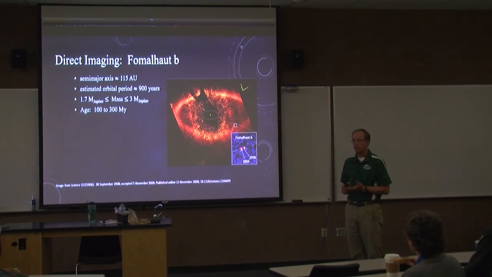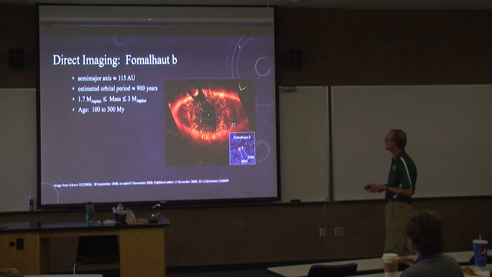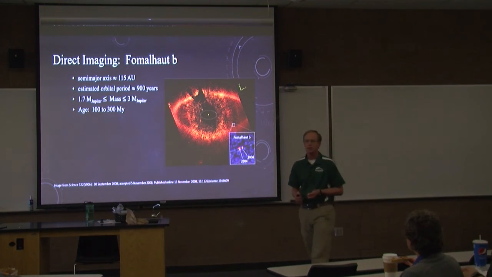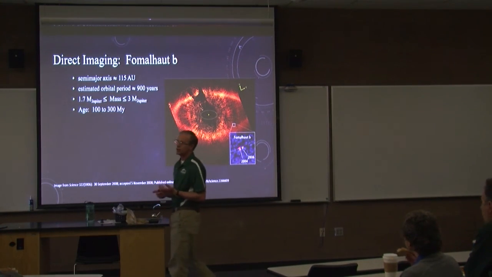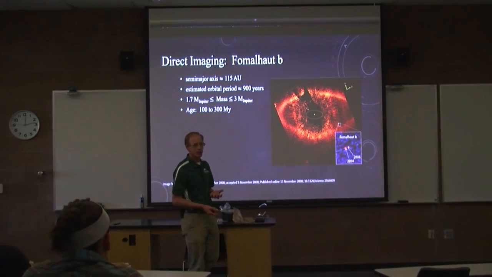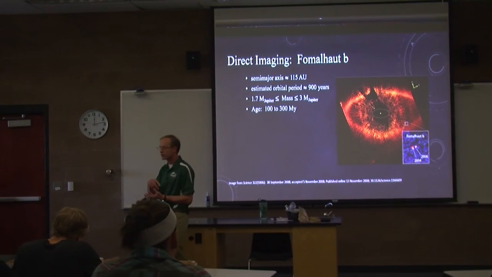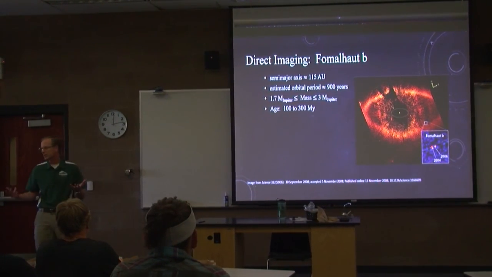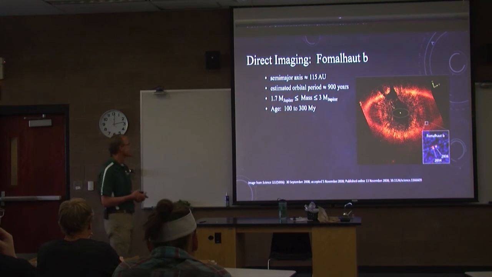And I need to set the scale of a couple things here. So this image that you see right here, the planet is orbiting out about right here, and the star is right in the center. So the semi-major axis listed in the first bullet there, you could think of that as the radius of the planetary orbit. So planets don't really go in a circle, but some of them are more circular than others. And that semi-major axis is essentially the equivalent of the radius of the orbit.